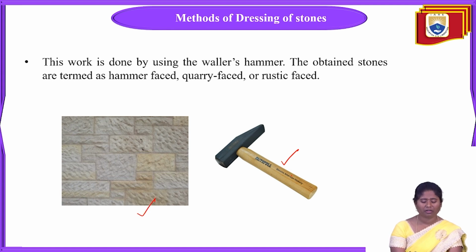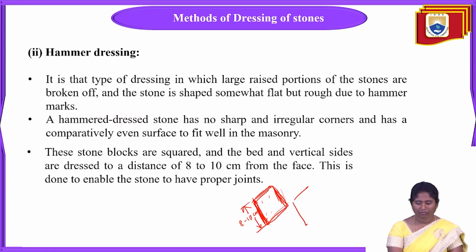In this picture you can see how this hammer dressing will be. Overall, the stone blocks are somewhat irregular, and joints are very well fixed also. And the texture of that stone is not smooth. It is rough. Okay. Why? Because at this point you can see it is rough due to the hammer marks. That's what I am telling, the texture of that stone is rough.